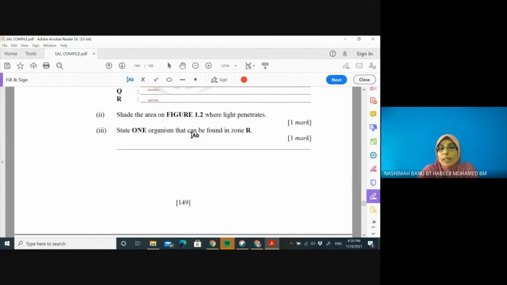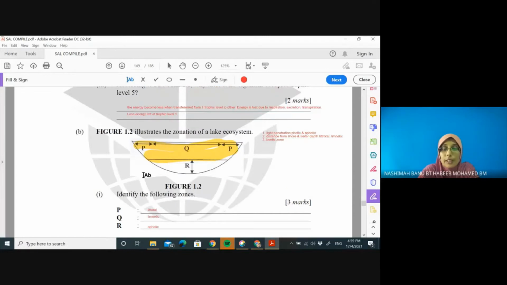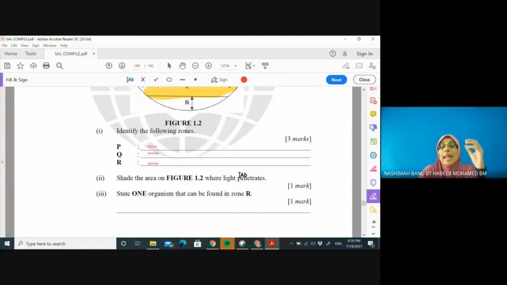State one organism that can be found on zone R. If you look at here, zone R, kita tahu dia dalam, so the penetration of sunlight is minimum or almost zero. So apakah jenis organisma yang boleh adapt to the dark environment? Boleh ke algae duduk? Tak boleh sebab penetration sunlight tak ada, jadi dia tak boleh buat photosynthesis. Jadi bila algae tak ada, kita memang susah untuk jumpa the zooplankton, small fish sebab dia tak boleh nak feed on the plant. Jadi the best organism that can survive here is normally bacteria or decomposer.